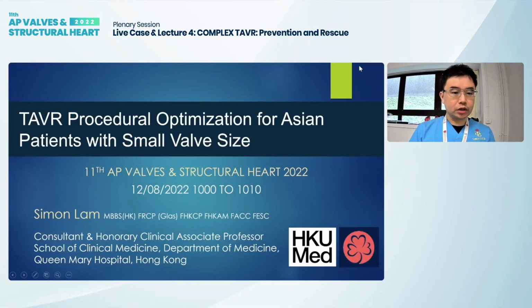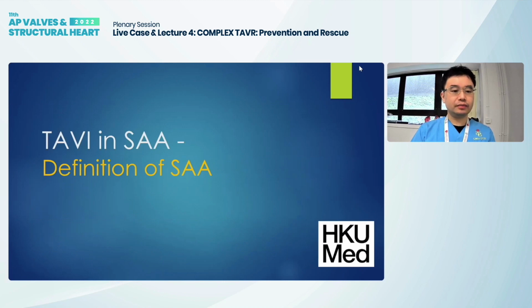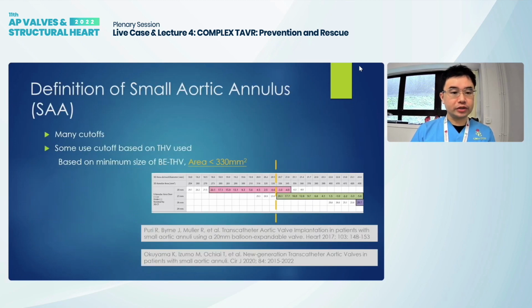Thank you for the invitation of APWAF for me to give a talk on this topic, TAVR procedural optimization for Asian patients with small valve size. First of all, the definition of small aortic annulus is very important because we want to know what the cutoffs are. But unfortunately, there are many cutoffs depending on different cohorts. Most commonly it is based on the area. The cutoff is 330 millimeters square. This is based on the charts of the balloon expandable system, like the S3. So any annulus smaller than 330, we would consider a small valve, like the 20 millimeter. This is a commonly used cutoff.